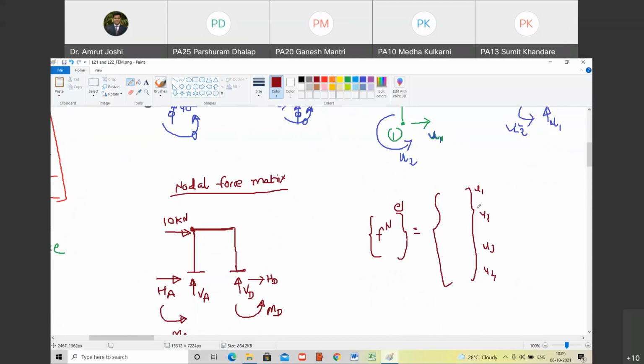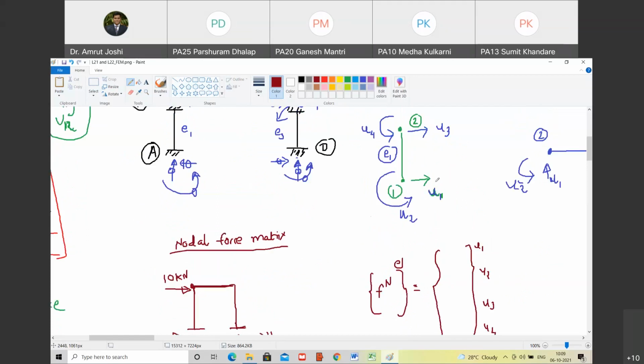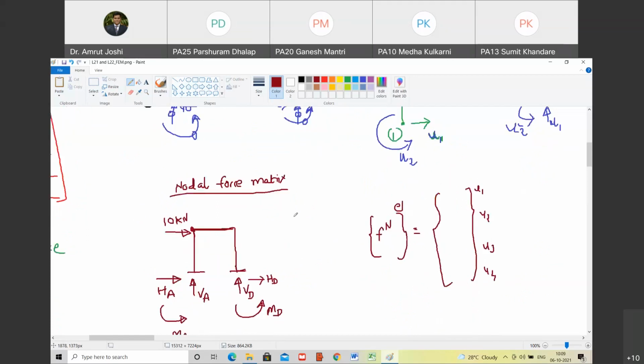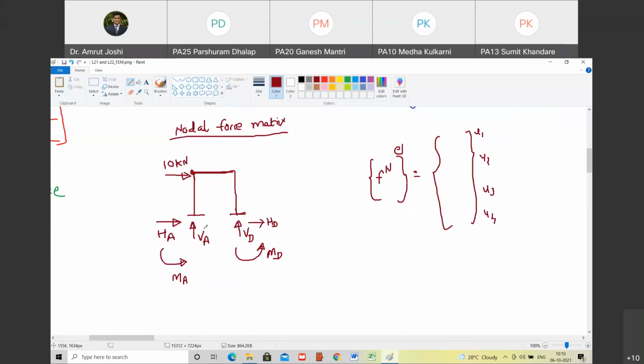Yes, sir. So now in this structure, corresponding to U1, is there any action there? Yes, it is there. U1 is translation in x direction towards right. You have HA shown towards right. So can I write plus HA here? Are you with me? Yes, sir. What about U2? What is U2?